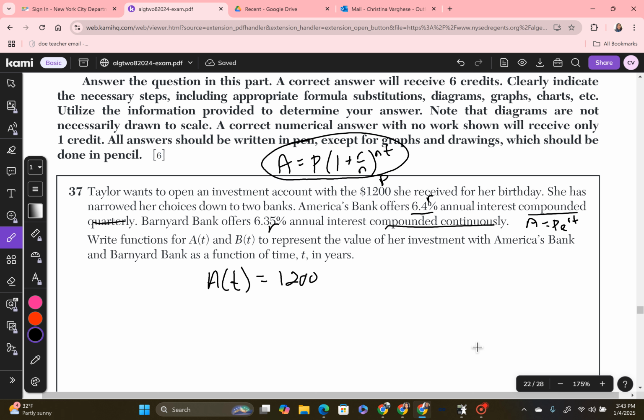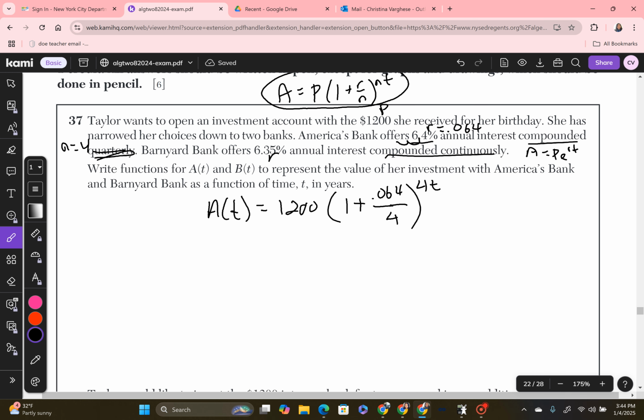Okay, so I'm going to do parentheses 1 plus. So my r for America's Bank is 6.4%, which is the same thing as 0.064. Remember, move the decimal 2 places to the left. So I have 0.064 on the top divided by, and it's compounded quarterly. So that means that n is equal to 4 here. So I'm going to put 4 on the bottom. Whatever goes there goes here on the top. And I'm going to use t to represent my time in years. So that's my A of t.